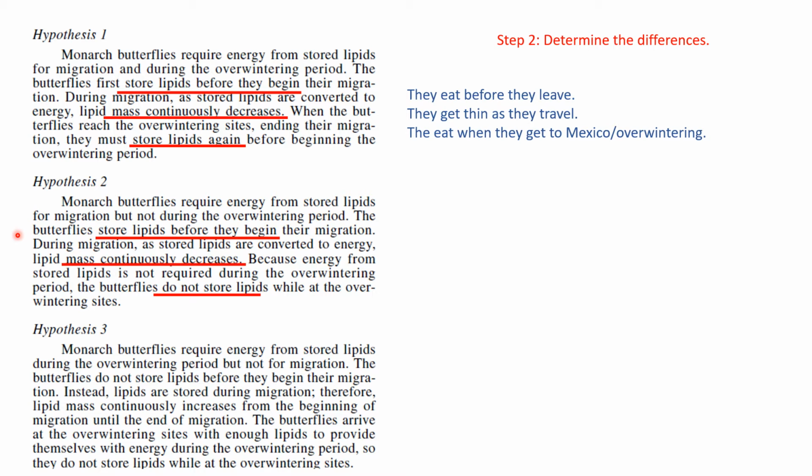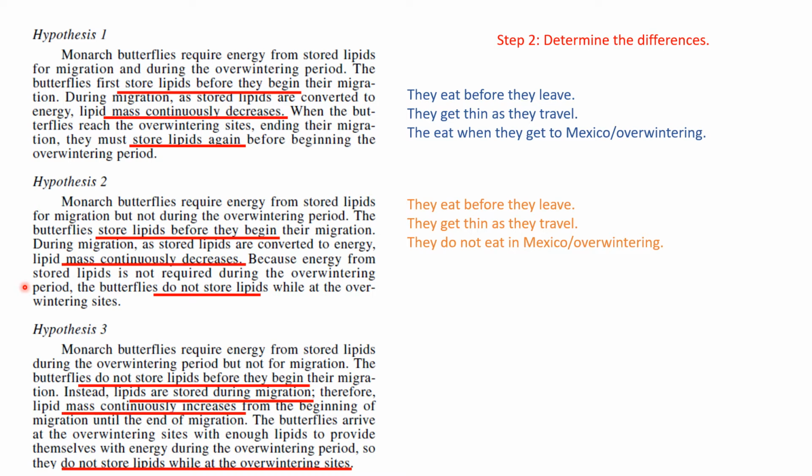Okay. Hypothesis 2, monarch butterflies require energy from stored lipids for migration. The butterflies store lipids before they begin, so that's similar to hypothesis 1. During migration, the mass continuously decreases, also similar to hypothesis 1. Because the energy from stored lipids is not required during overwintering, they do not store lipids while at the overwintering site. So they eat before they leave, they get thin as they travel, and they do not eat when they get to Mexico. Right? They get there and they go, oh man, I'm tired, and they just relax.